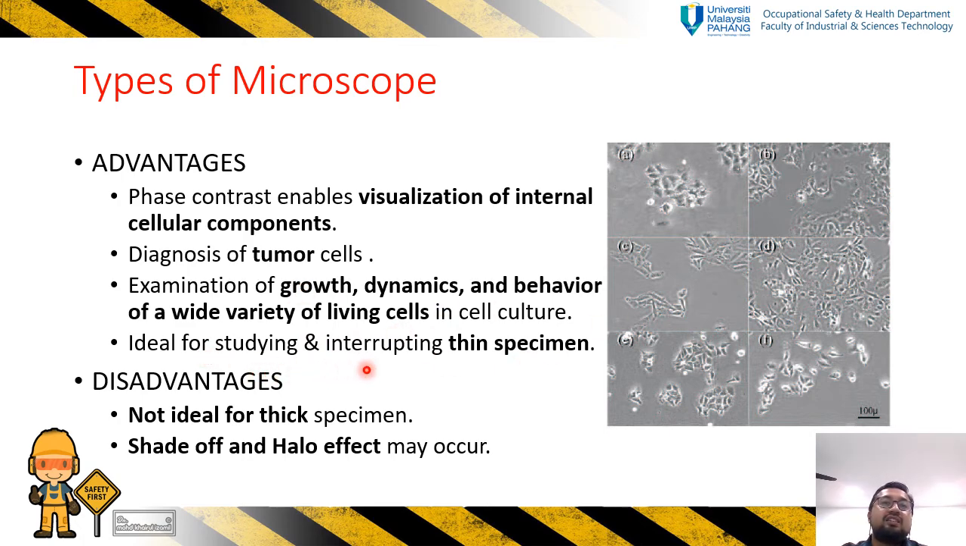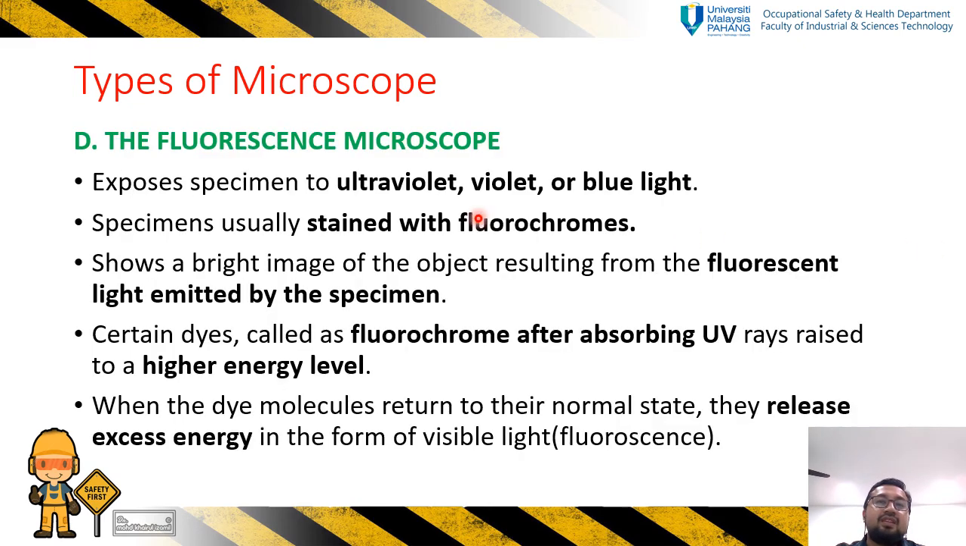Ideal for studying and interrupting thin specimen. Disadvantage dia, not ideal for thick specimen, shade off and halo effect may occur disebabkan phase contrast tersebut. And then get fluorescence microscope. Fluorescence ni macam kita tengok lampu fluorescent lah. Ada lampu yang dia punya cahaya tu yang sangat bright, yang sangat cerah tu kan.